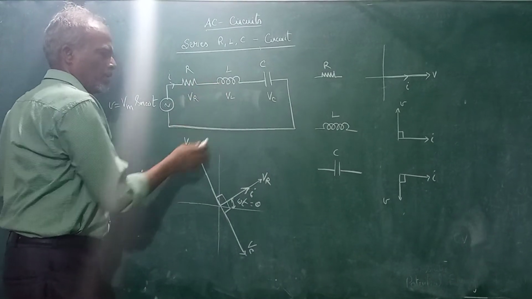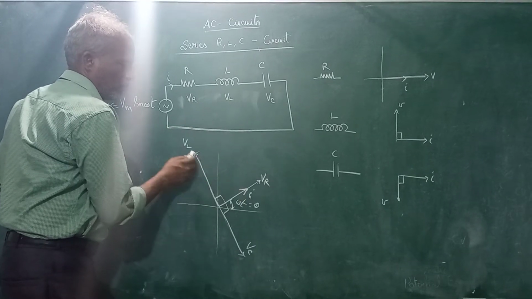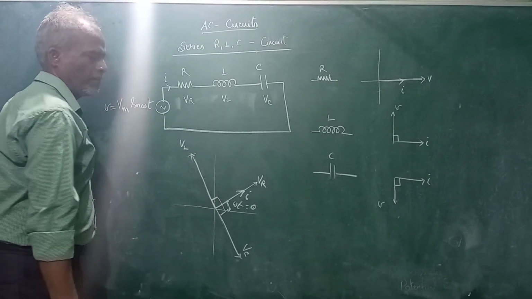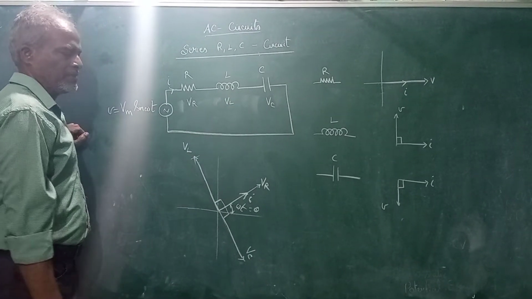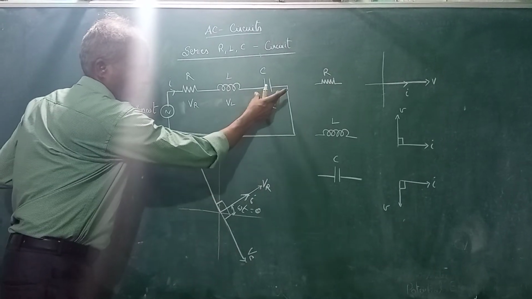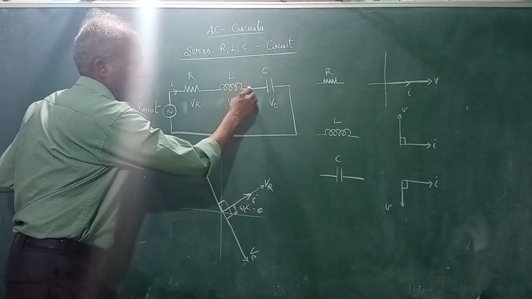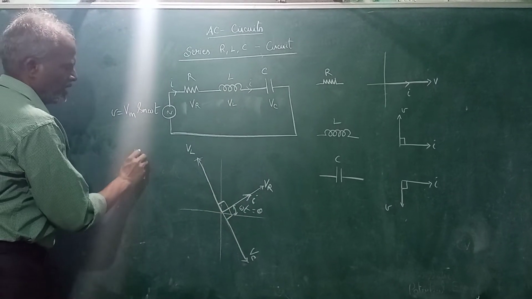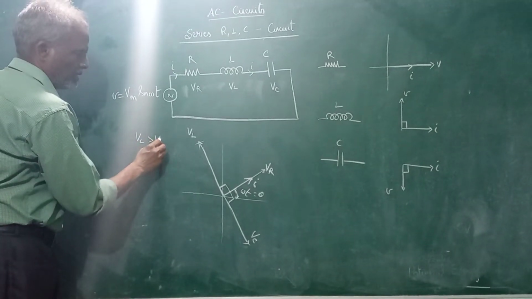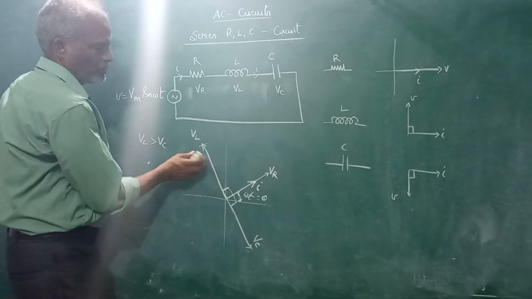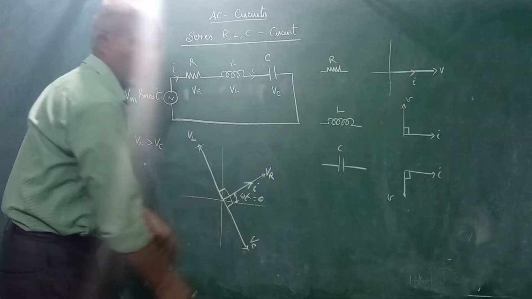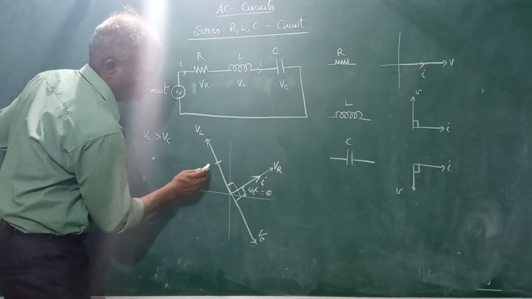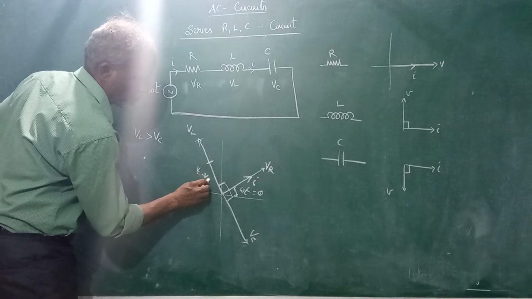Now when we come to VL, the voltage across the inductor leads the current by 90 degrees. Therefore we have 90 degrees here. Similarly, for the capacitance, the voltage across the capacitance lags the current by 90 degrees. Now we assume VL is greater than VC. If this is 10 volts and this is 5 volts, the net value is only 5 volts. The resultant diagram will be here with VL minus VC.